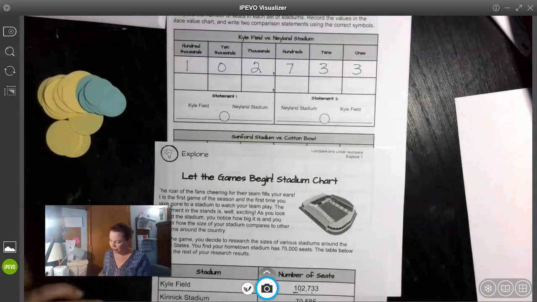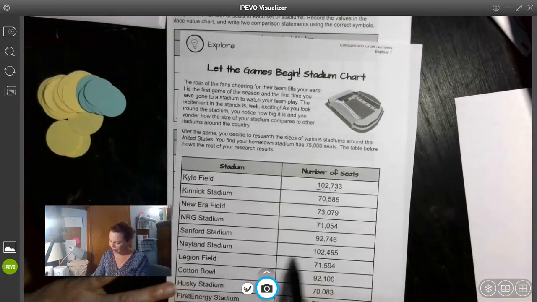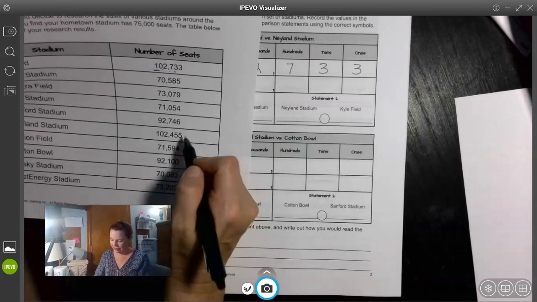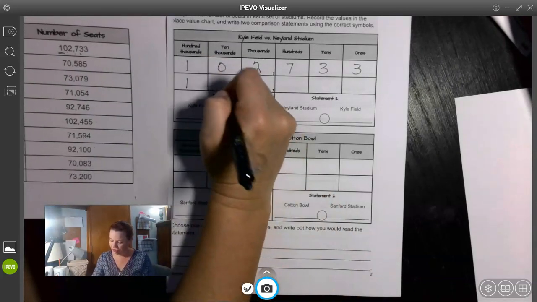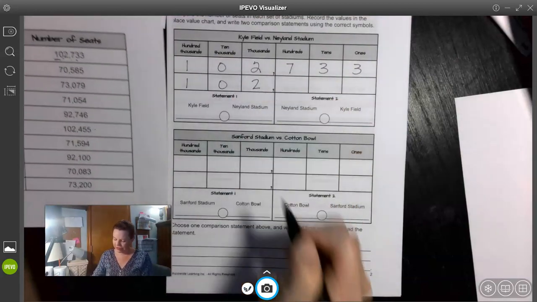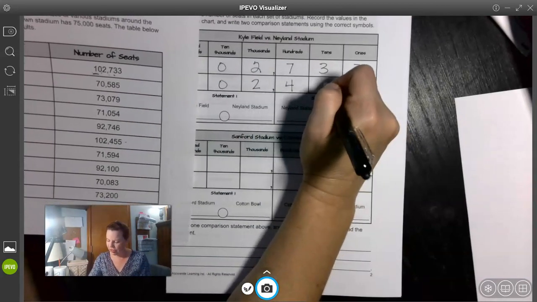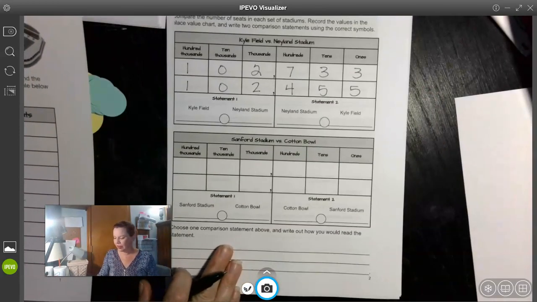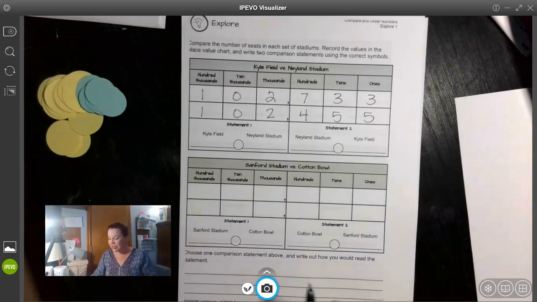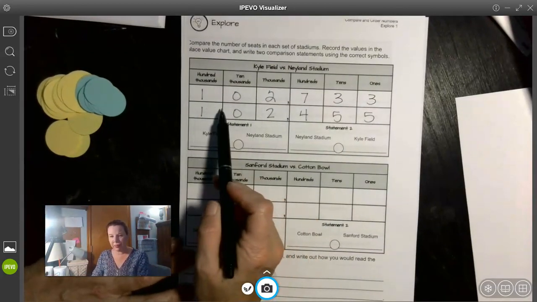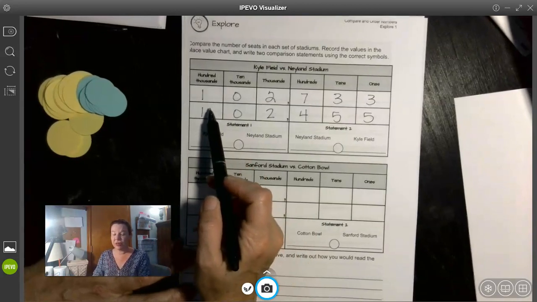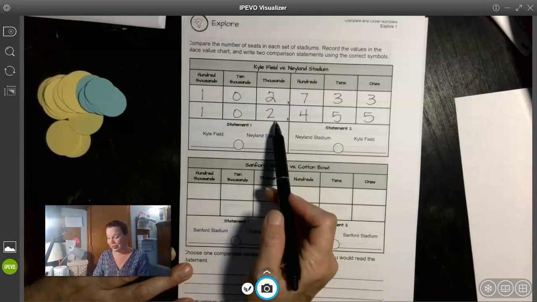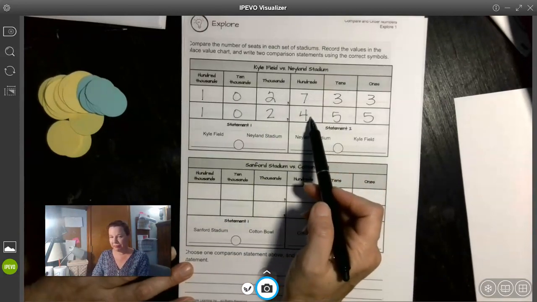All right, now I need to look for Neyland Stadium. All right, so it says that it's down here. It's also 102,455 seats. All right, so let's look at that. So by just looking at the first part of the number, the hundreds are the same. 100,000s are the same. The 10,000s are the same. The thousands are the same. Are the hundreds the same?